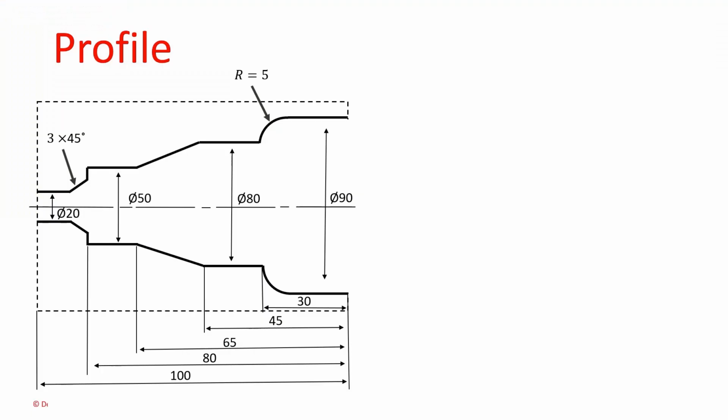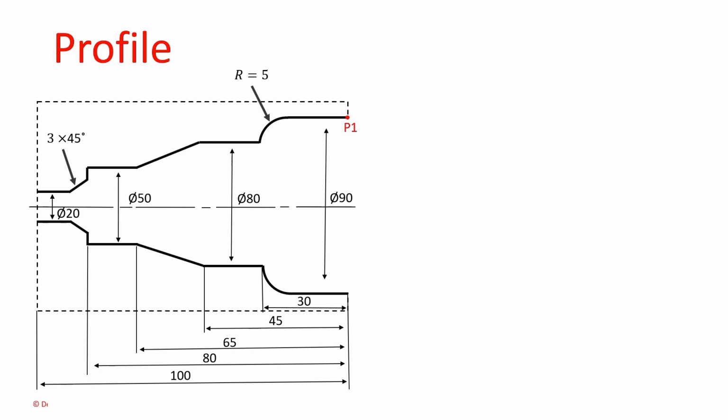Let's move on to the drawing for the internal turning profile. This is the component drawing. First we will mention the points of the profile. Our points start at the major diameter. The major diameter point is P1.